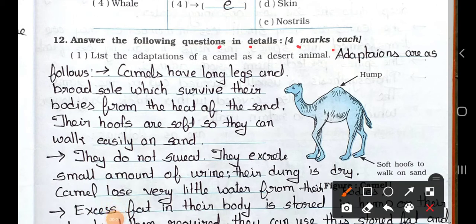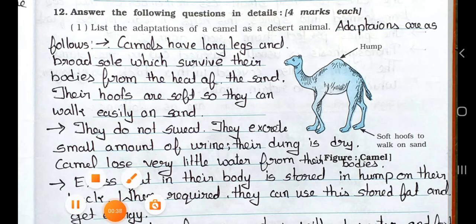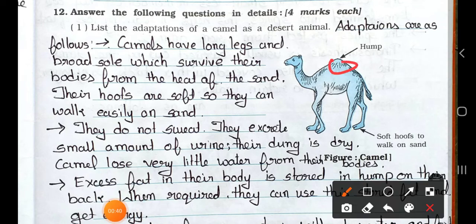4 marks each. List, question number 1. List the adaptations of a camel as a desert animal. First of all, we will see the figure here. Camel. This part is the hump, and this one below is the leg. Soft hooves are there, and because of these soft hooves, they can walk on the sand. Answer: adaptations are as follows.